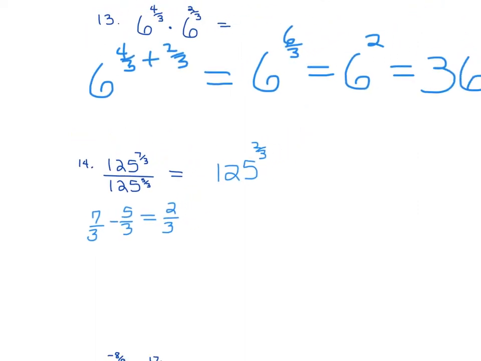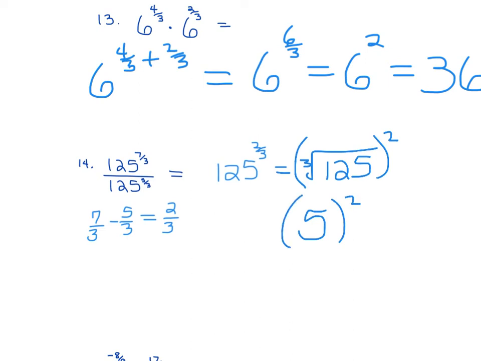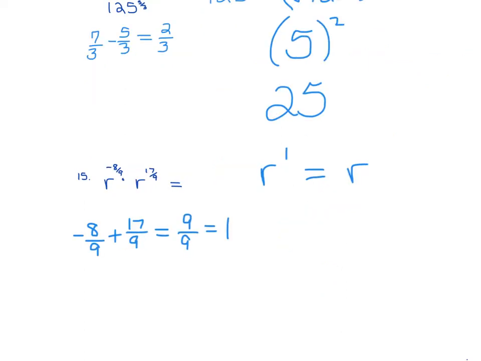So I'm going to find the cubed root of 125 and then square that answer. So the cubed root of 125 is 5, and then I square it, final answer 25. So here I'm going to add the exponents. 9 divided by 9 is 1. I get r to the first, which is just r.